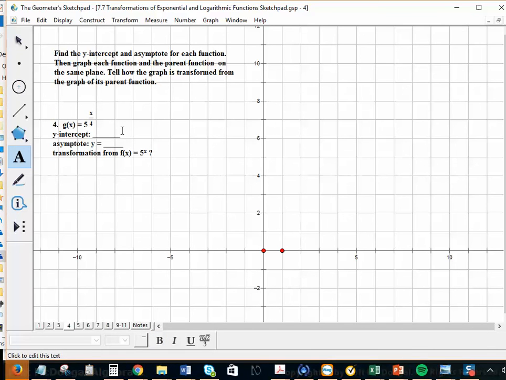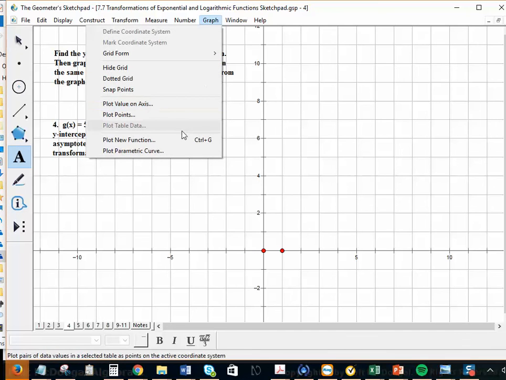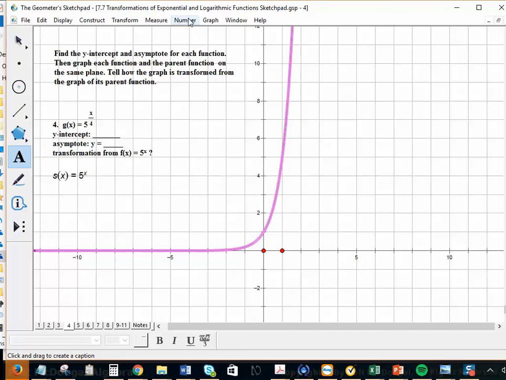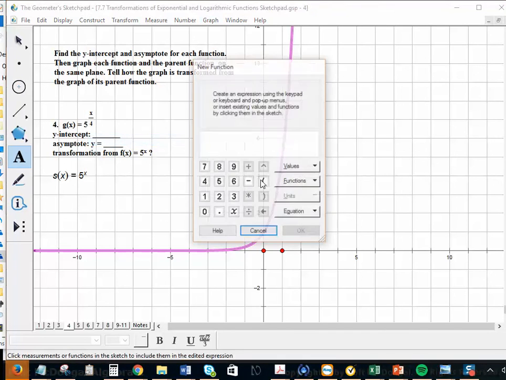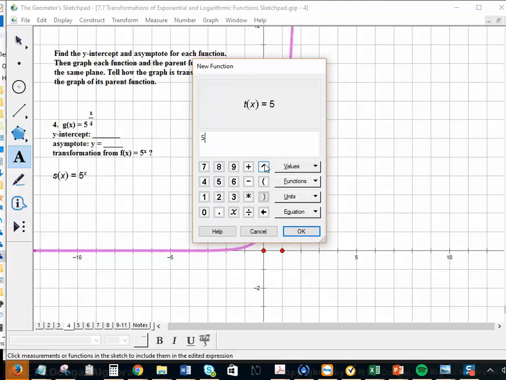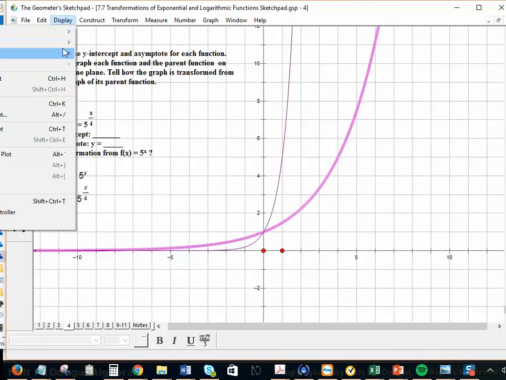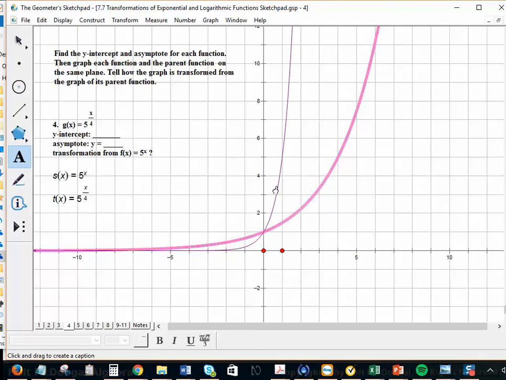Just to show you how to graph number 4, the parent function this time is 5 to the x. There's the parent function. And the transformed function is 5 to the x over 4. So let's look at that. 5 to the, use parentheses, and go x divided by 4. And then close your parentheses. And that looks, yep, just like that. And let's, again, change the color so that we can tell which one's which. So the transformed one is red. And then you'll answer some questions about how that has been transformed.